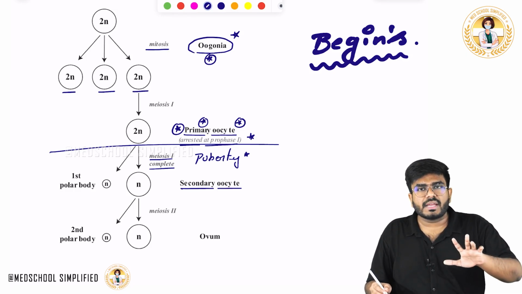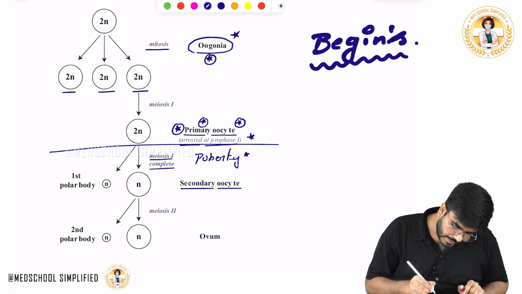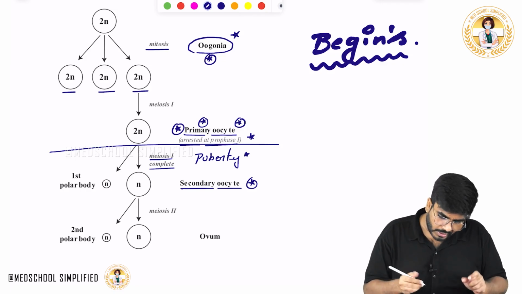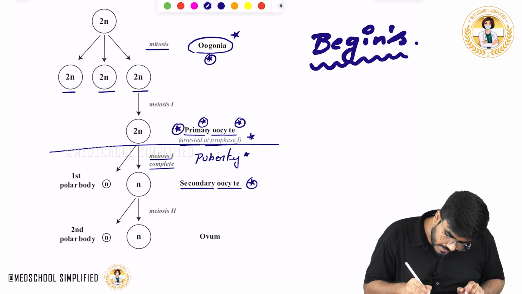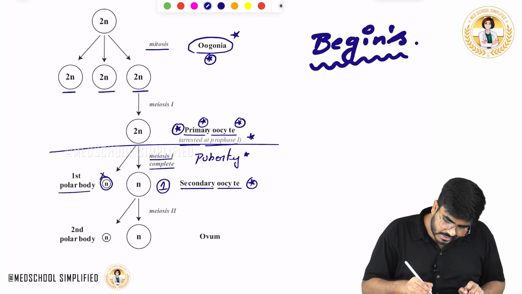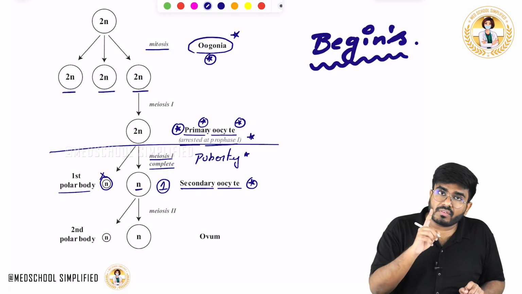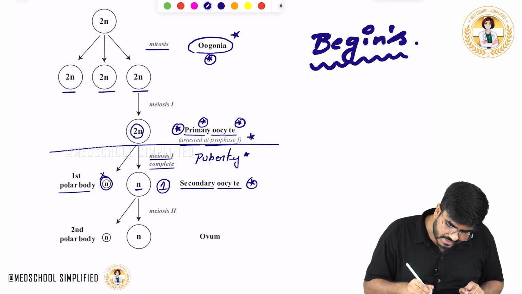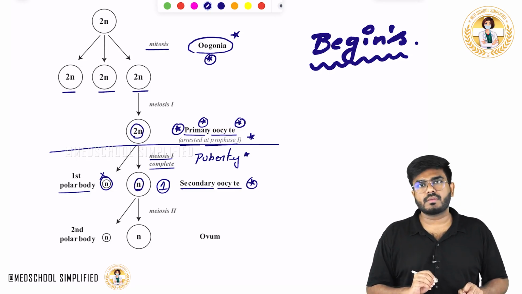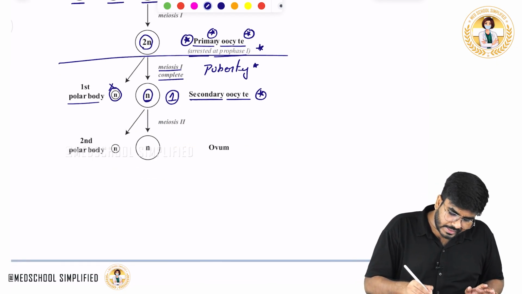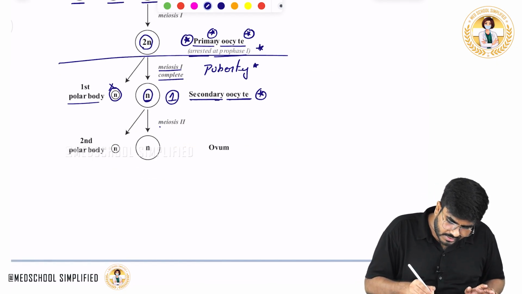Now, the primary oocyte, after the completion of meiosis 1, becomes secondary oocyte. One cell is dividing, means two cells are going to come. So, you are going to have one secondary oocyte along with the first polar body, which is useless. After the completion of first meiosis, the diploid cells become haploid. Next, this secondary oocyte begins meiosis 2.